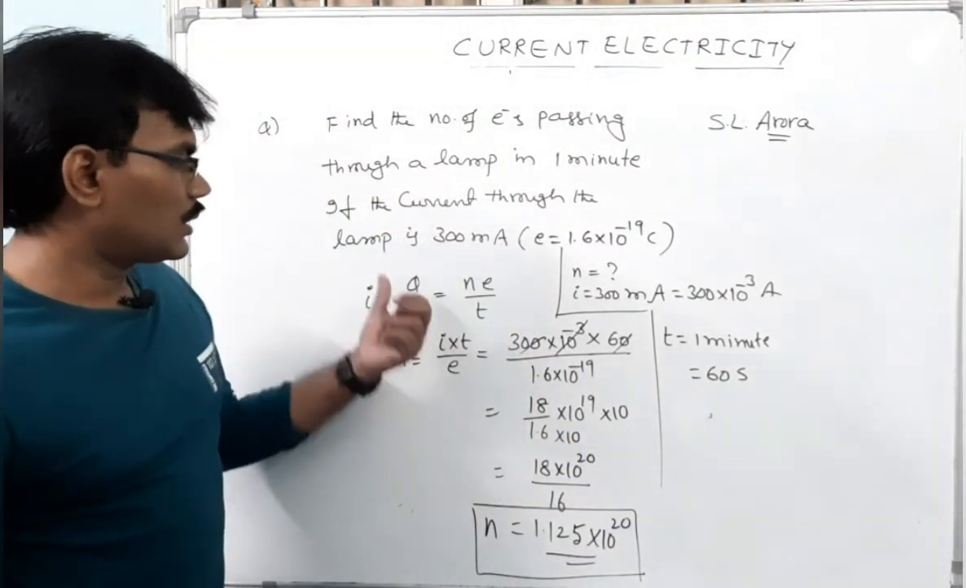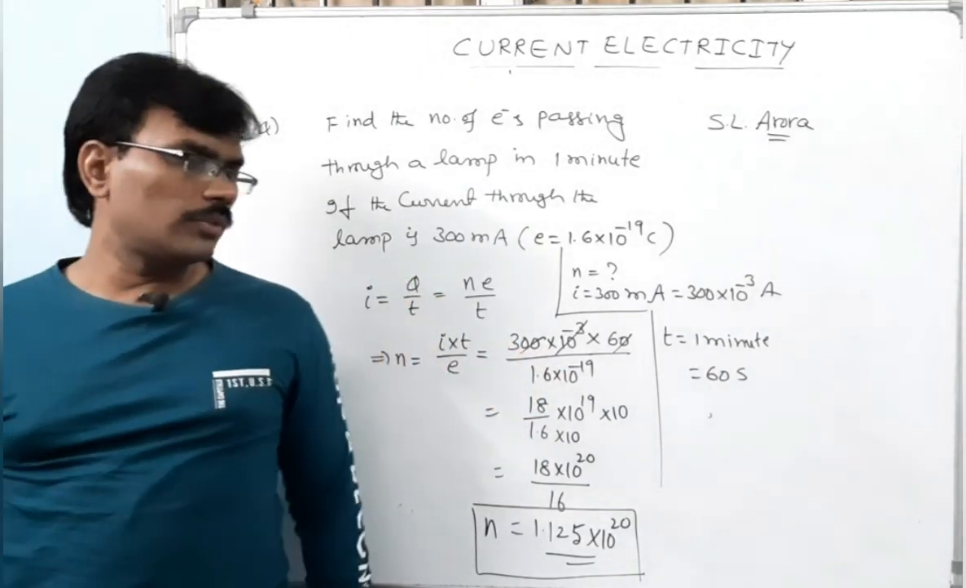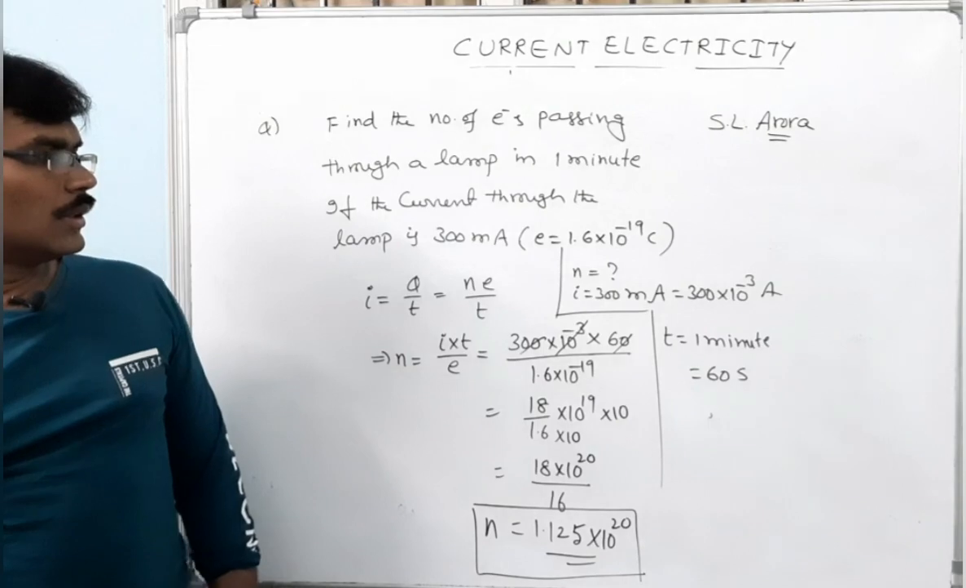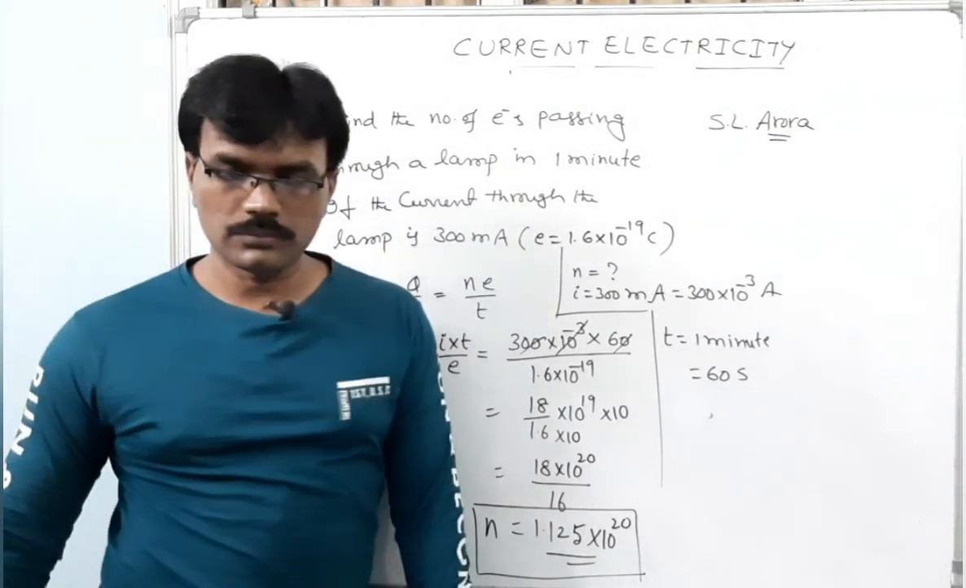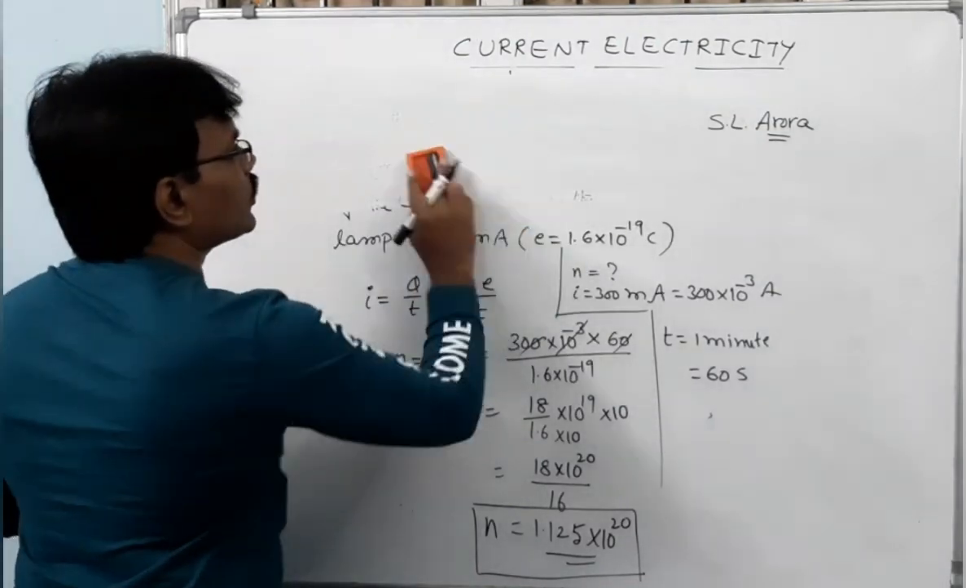So this is how we can find the number of electrons passing through a cross section in a given amount of time, right? Now let us solve the next question.